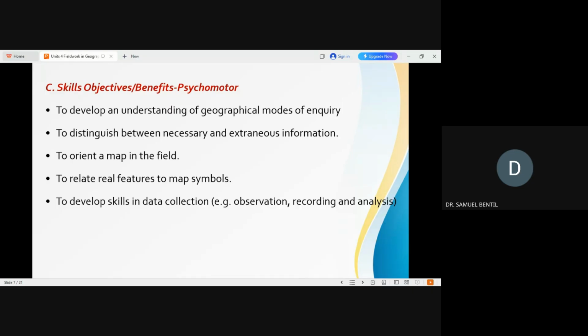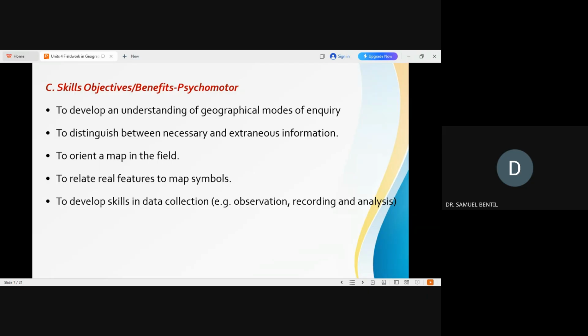And all of them expose learners to the field. They bring in their crafts in observational skills, description skills, explanation skills, analytical, and all those critical thinking skills to bear to address a geographic phenomenon. It also distinguishes between necessary and extraneous information, so that at the end of the day, based on the description, you're able to decipher between what information is necessary and others that are not necessary.